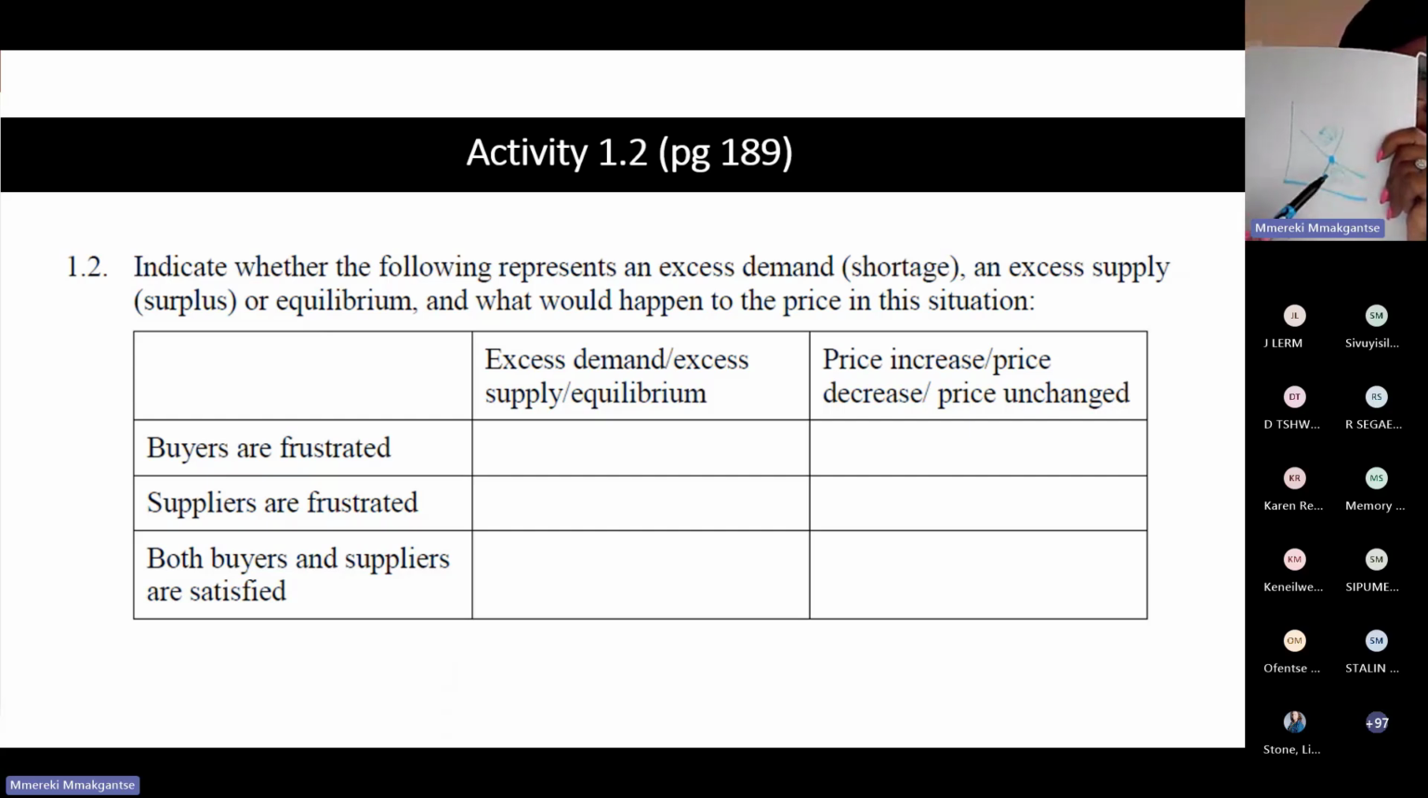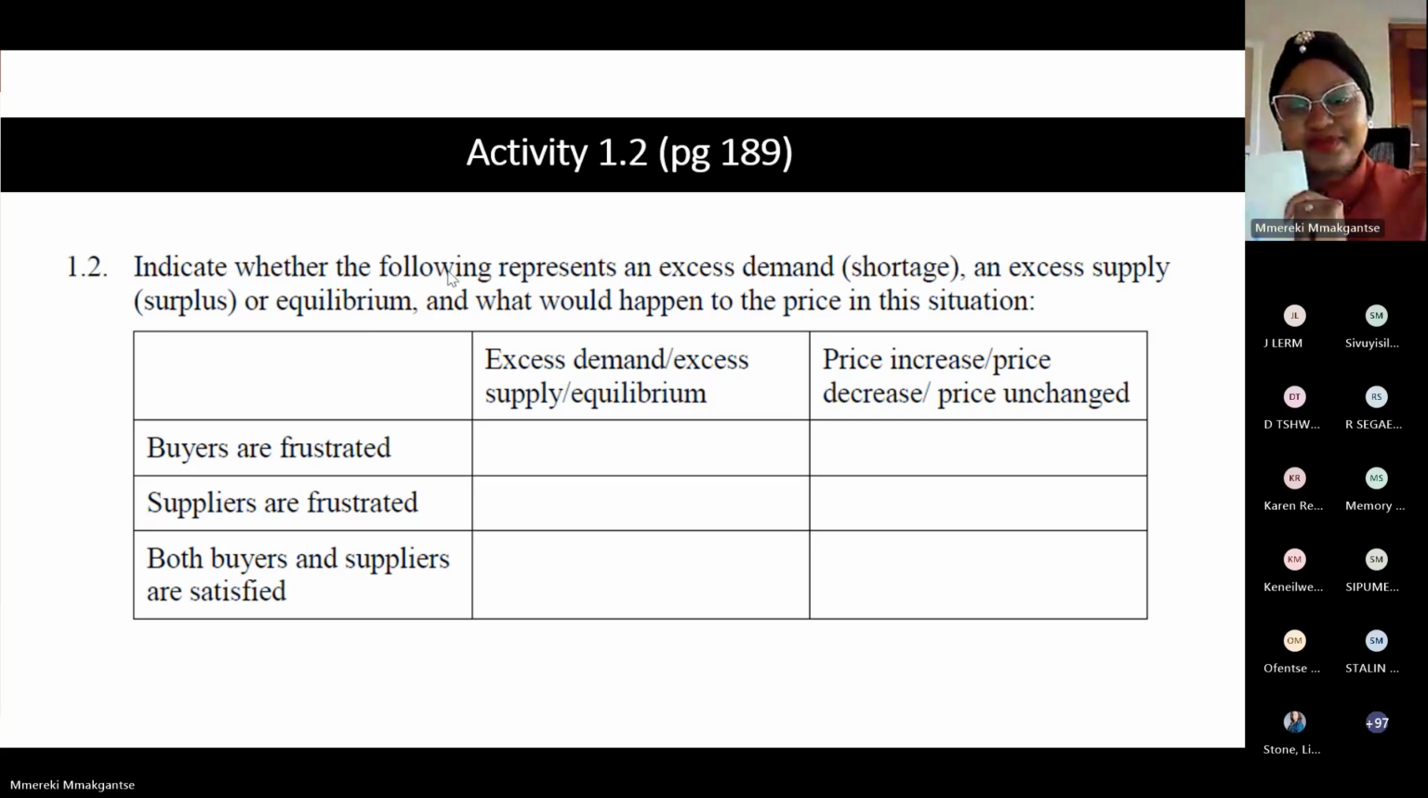Because the price is here, it's below, it will put an upward pressure on the price. So the price will go up. That's why we have upward pressure. Excess demand leads to upward pressure on the price. Excess supply leads to a downward pressure on the price.